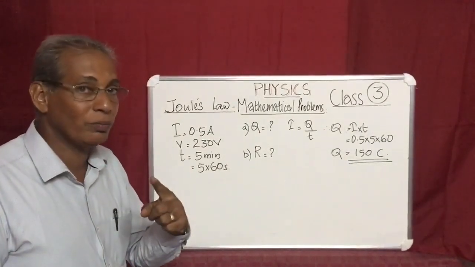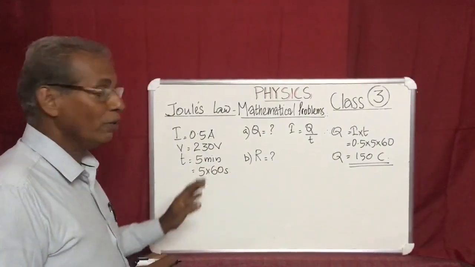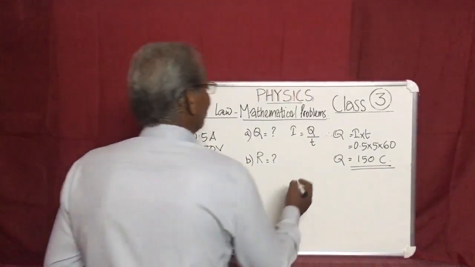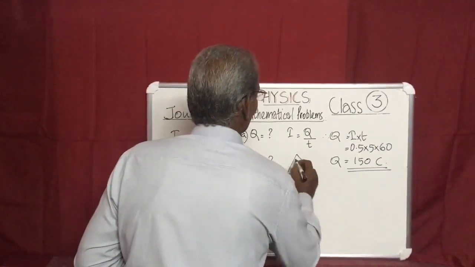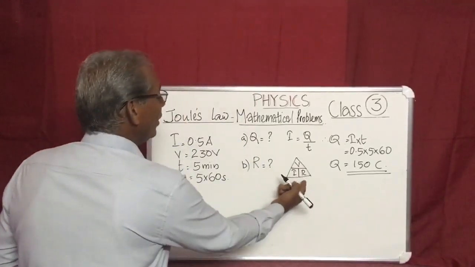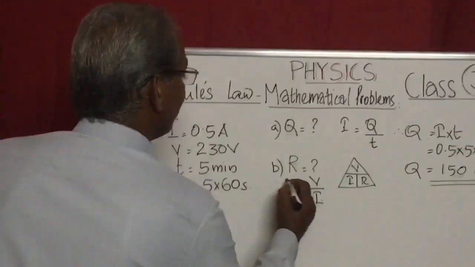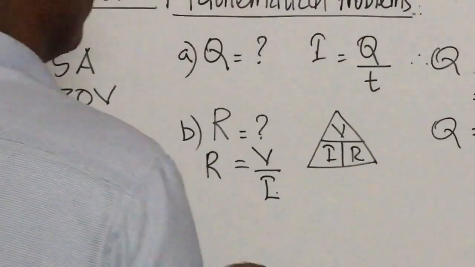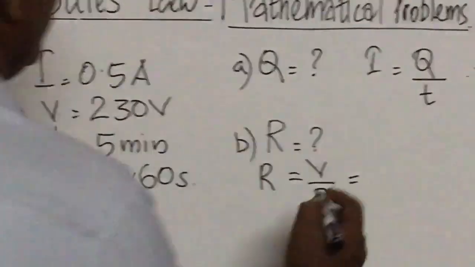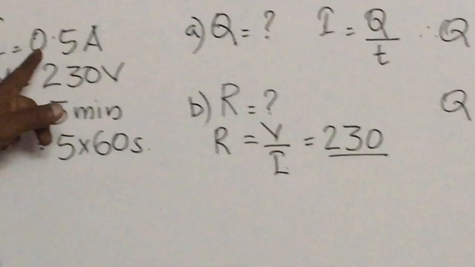You have studied one law, last class, Ohm's law. The V, I, R relationship is there. From that we get R. We will be knowing that magic triangle and all. V, I, R. What is R here? R is equal to V by I, which is equal to V, given here 230, by I, here 0.5.